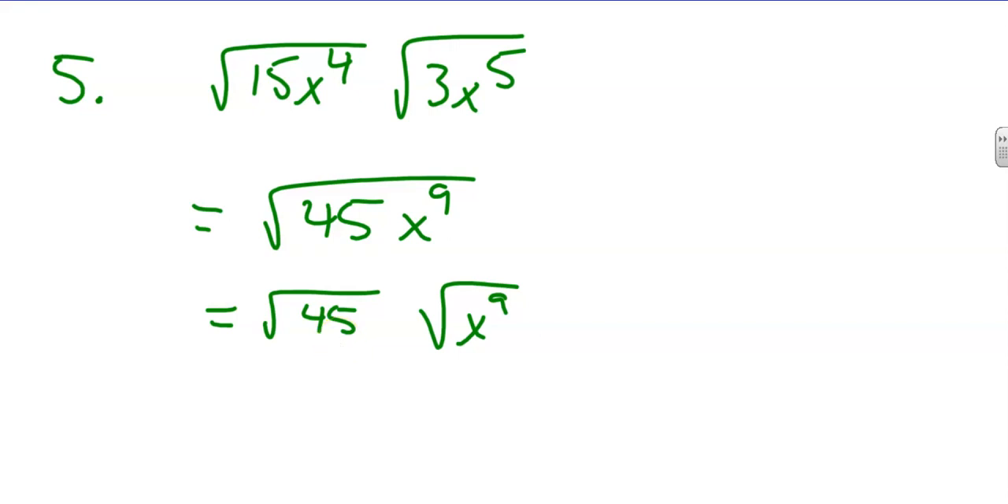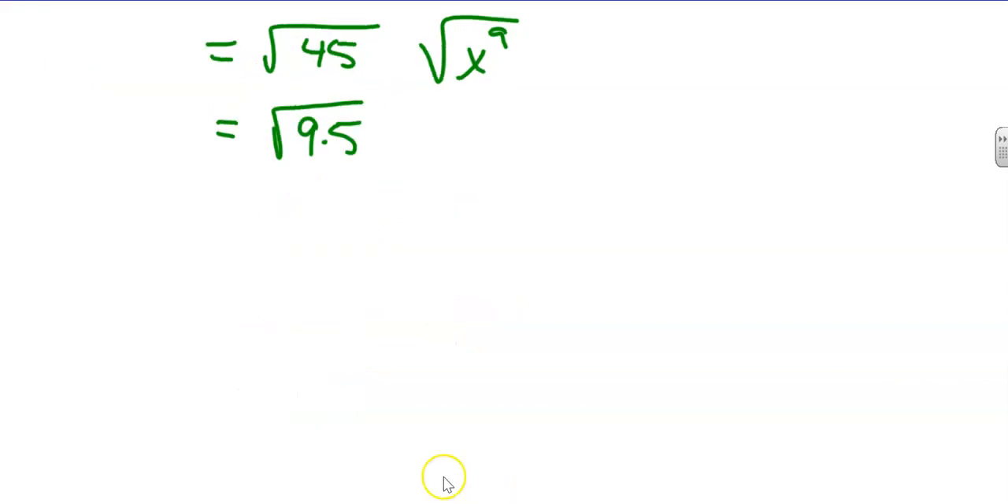45, if you start breaking that one down, it's 9 times 5. And again, there's your perfect square root with the 9, so you can take that out and make that 3 square root of 5.